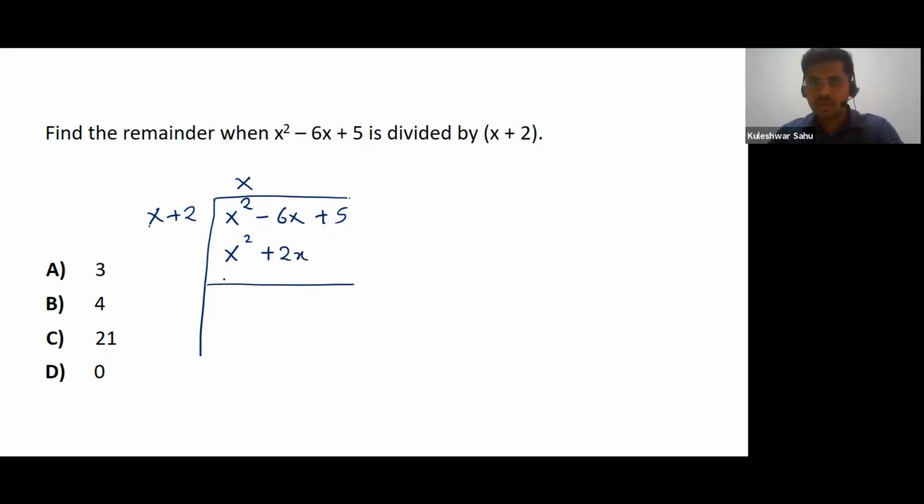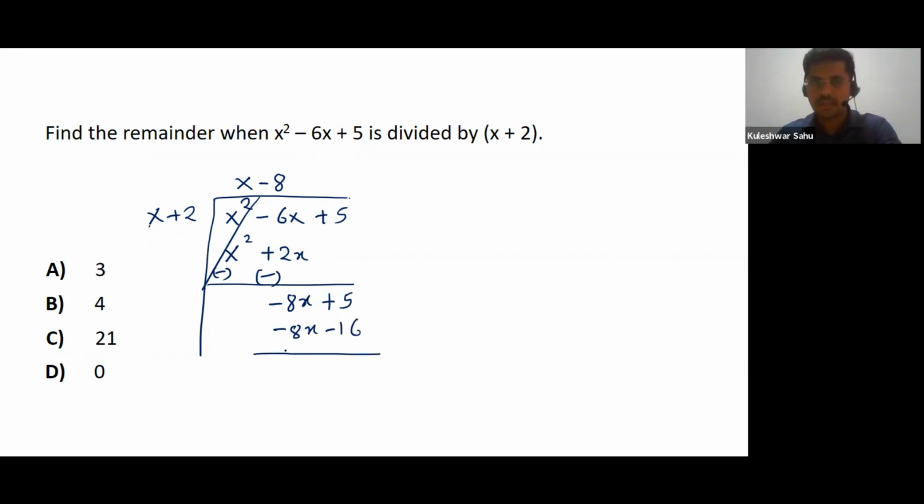Now we are going to subtract both the expressions. So x square minus x square got cancelled and minus 6x minus 2x, which is minus 8x plus 5 as it is. Now again the same motto, we need to cancel our first term, which is minus 8x. What we should multiply in x plus 2 to cancel minus 8x? Sorry, we'll multiply minus 8 to x plus 2. So minus 8 into x plus 2 is minus 8x minus 8 into 2, minus 16.